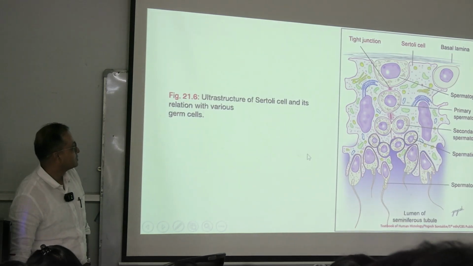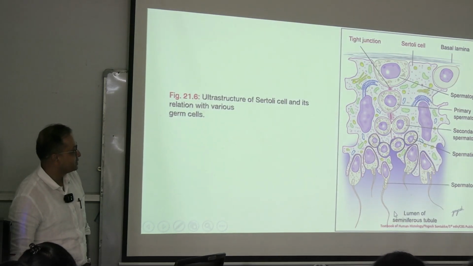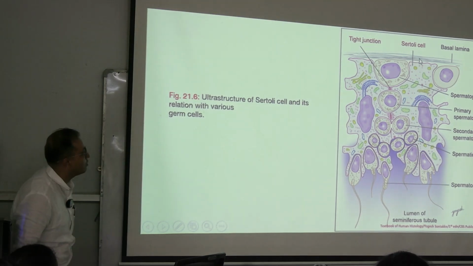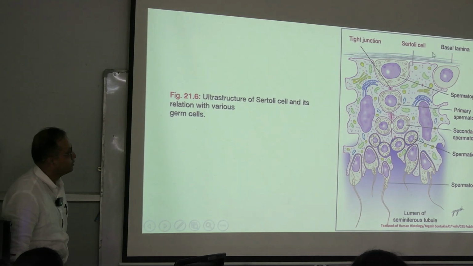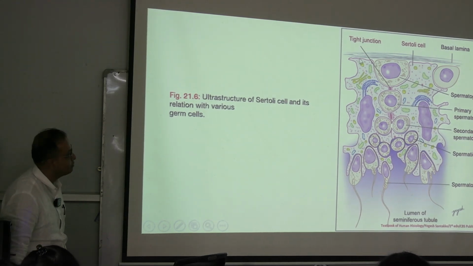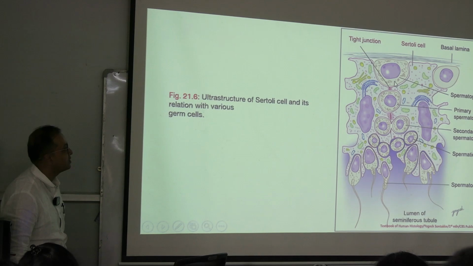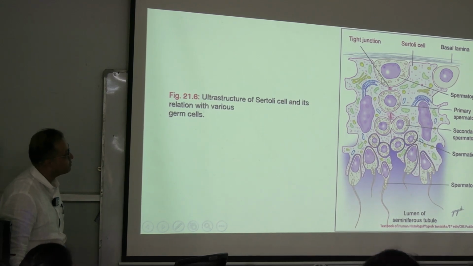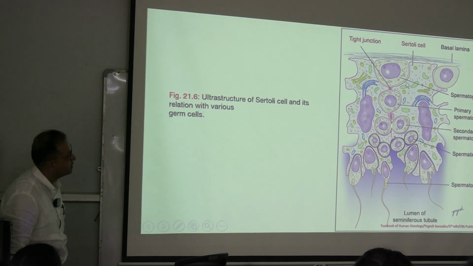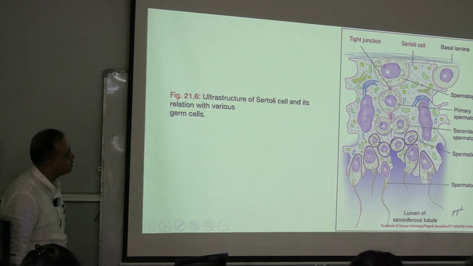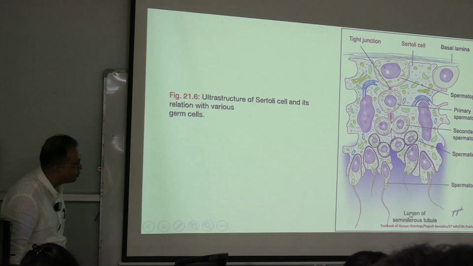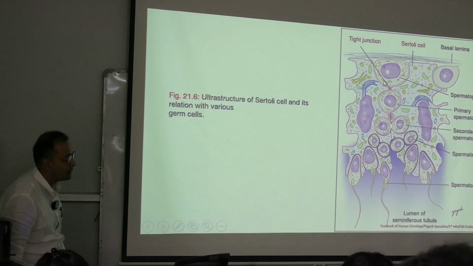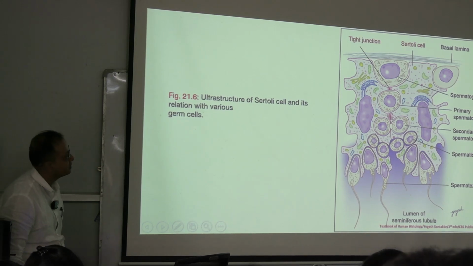Now, the microstructure of the Sertoli cells is like this. This is the lumen side, and away from the lumen side we have the basal side, where you see the thin basal lamina on which the Sertoli cells are placed. In between them, the spermatogonial cells are placed. The side away from the lumen we call the adluminal side, and this is towards the lumen side. As we move from this margin to the center, we see more matured varieties of germ cells.